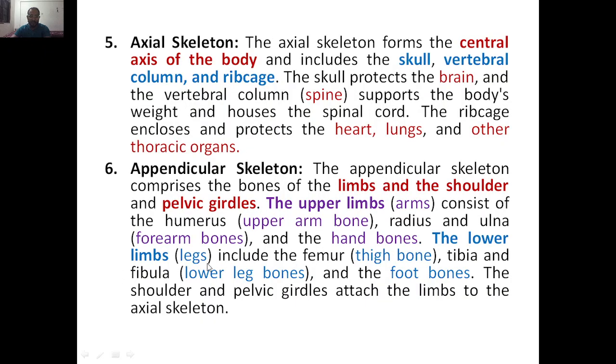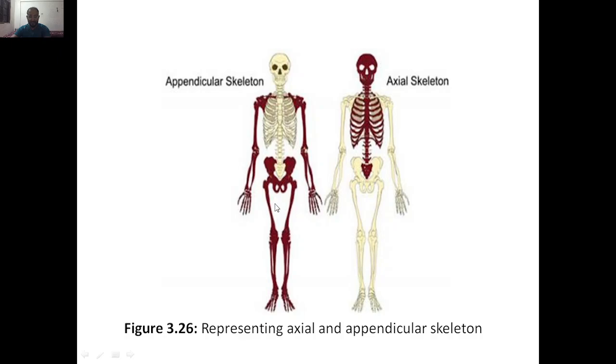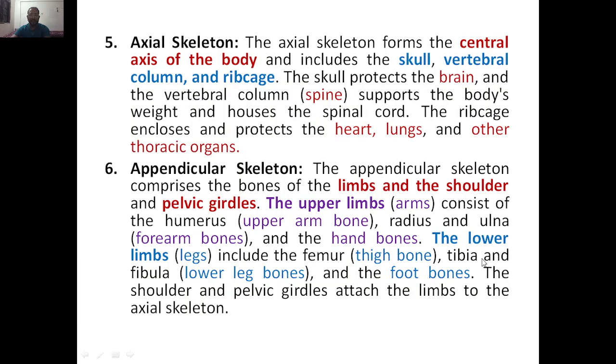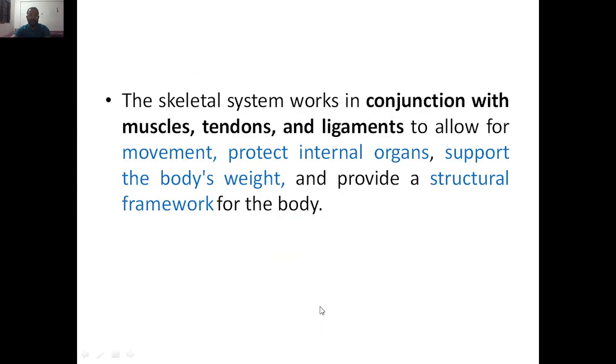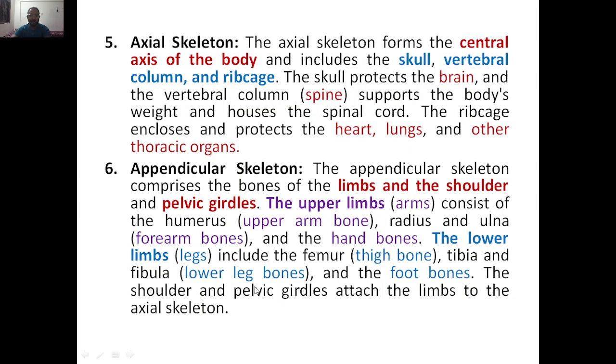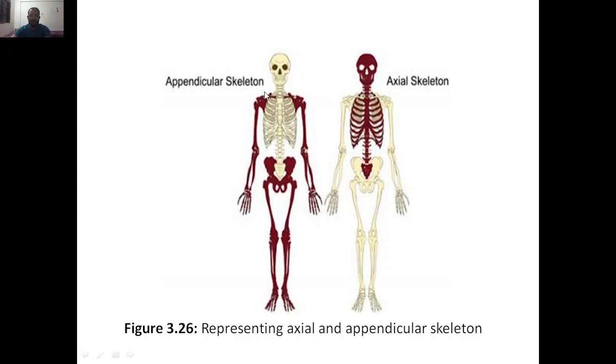Okay, now the lower limbs, that is legs. It includes the femur, that is the thigh bone, this bone. And then the lower leg bones, like the tibia and fibula, and then the foot bones, all these things. Okay, now the shoulder and pelvic girdles attach the limbs to the axial skeleton. So from here there will be a linkage to the axial skeleton. So both axial skeleton and appendicular skeleton look like this.